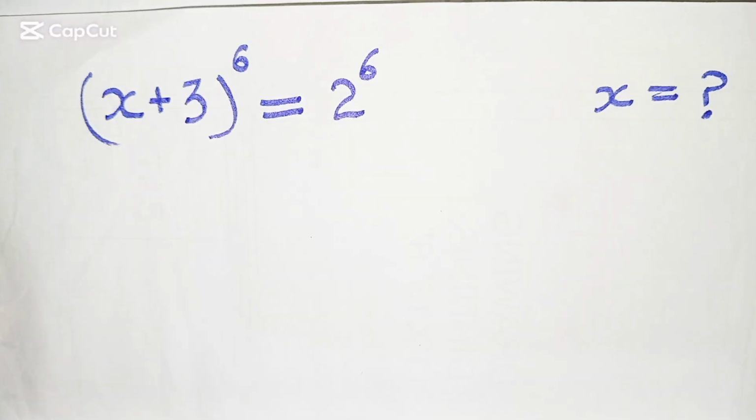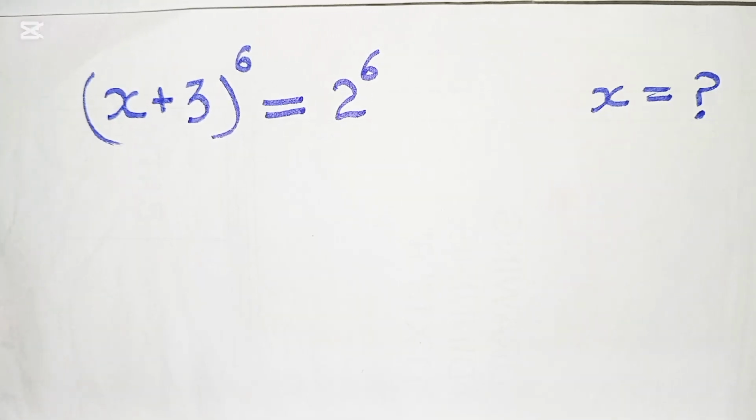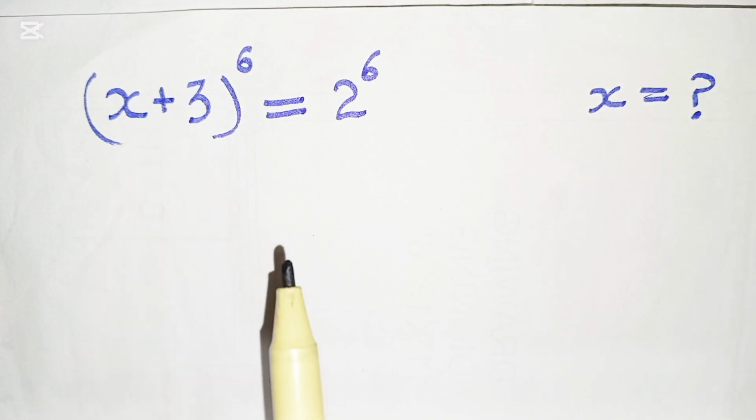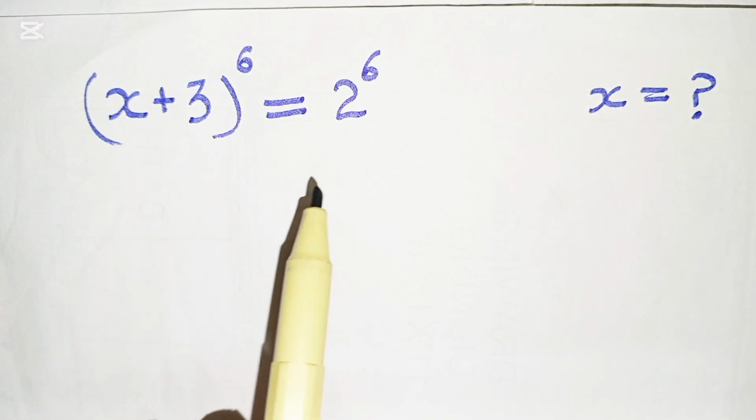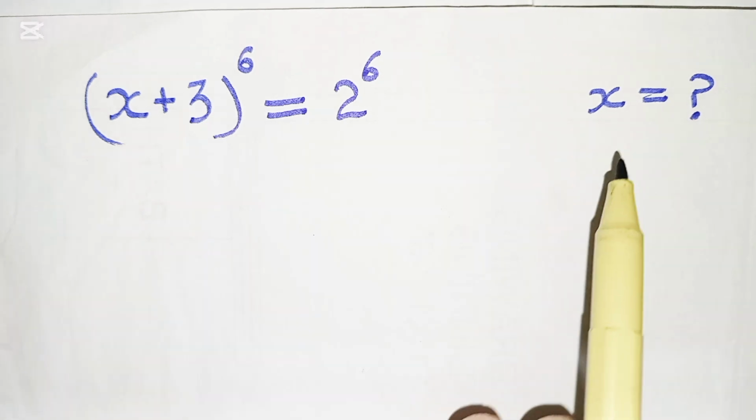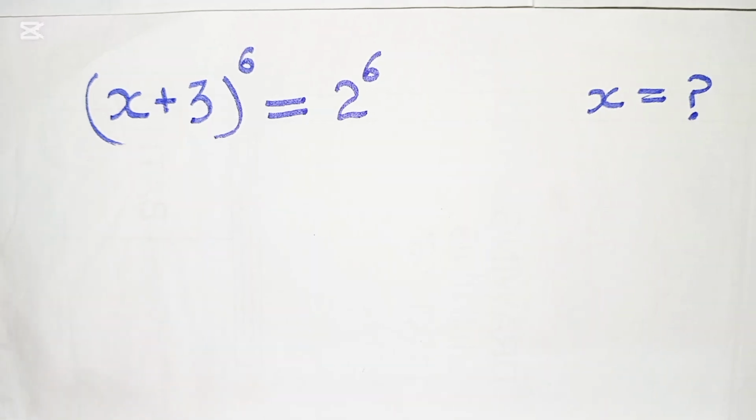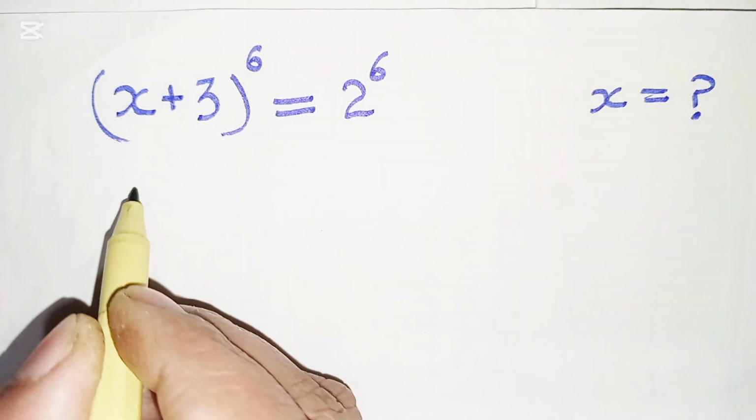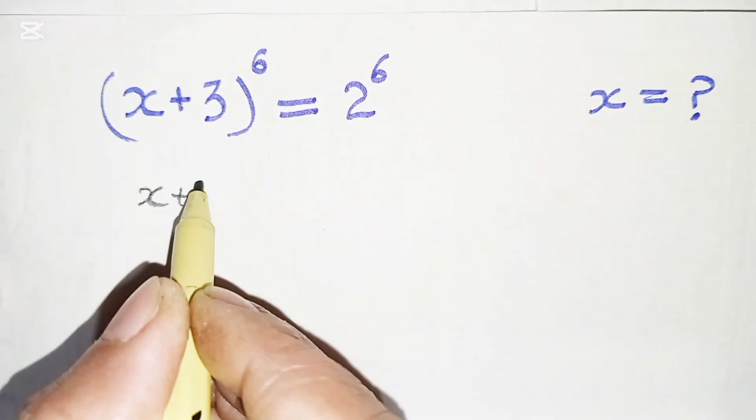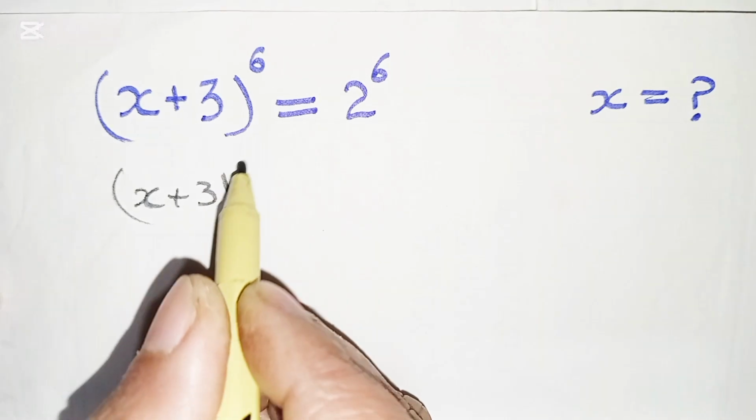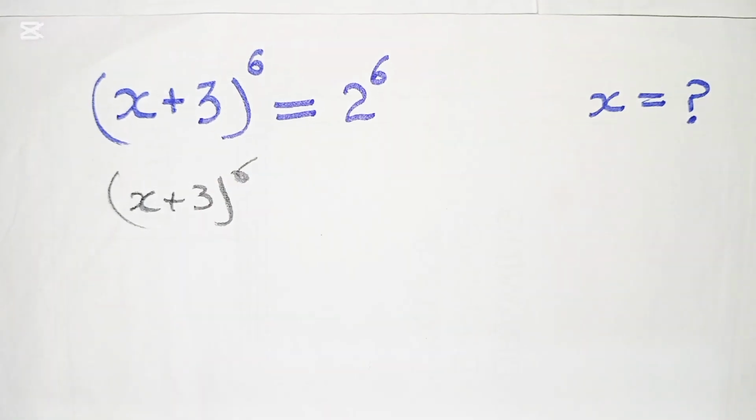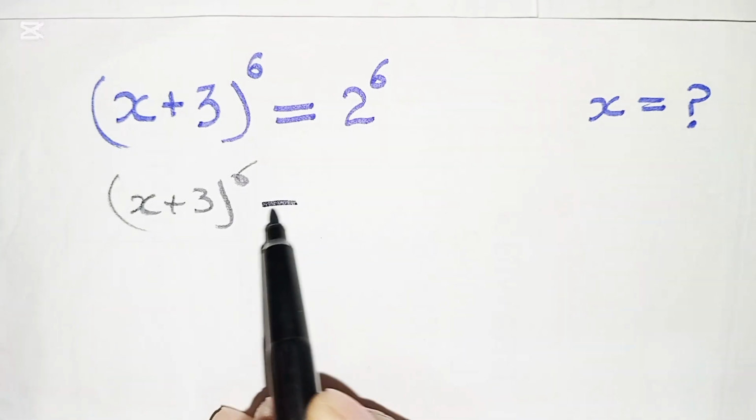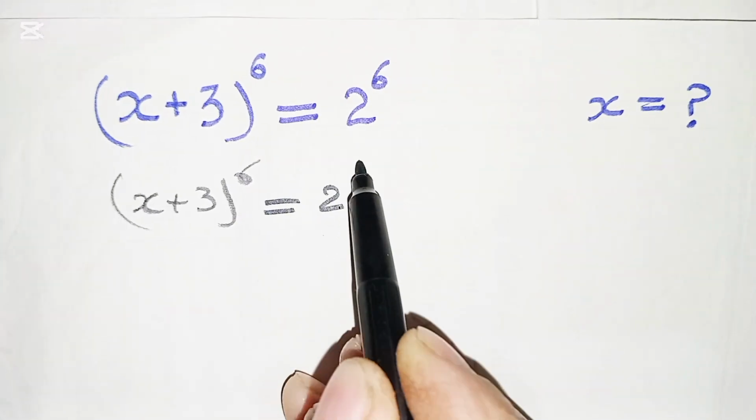Hello everyone, welcome to solve a nice math Olympiad problem, which is (x+3)^6 = 2^6. We find the solution of x. Now it can be written as (x+3)^6 = 2^6.